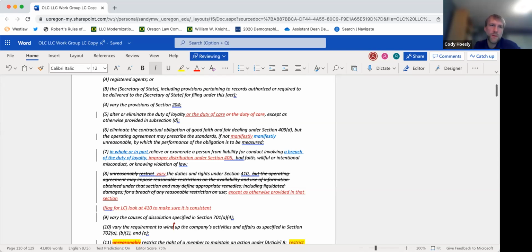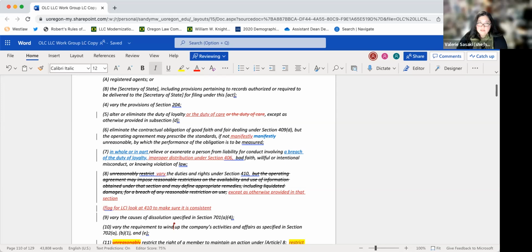But again, my preference, and I think Aurelia, as I understood her, would be to not have the freedom of contract here as to availability of information and only have it as to use of information.